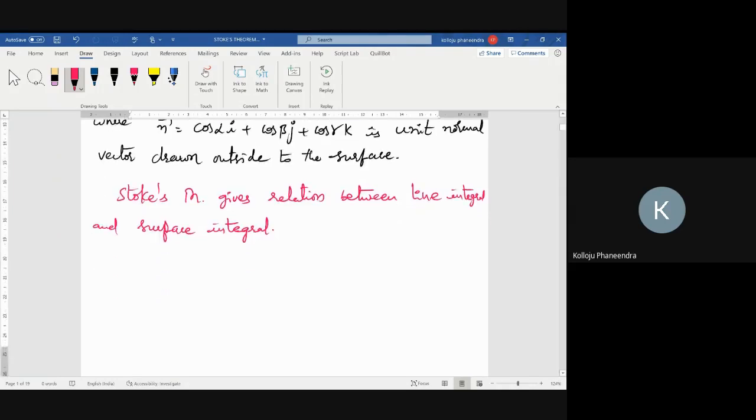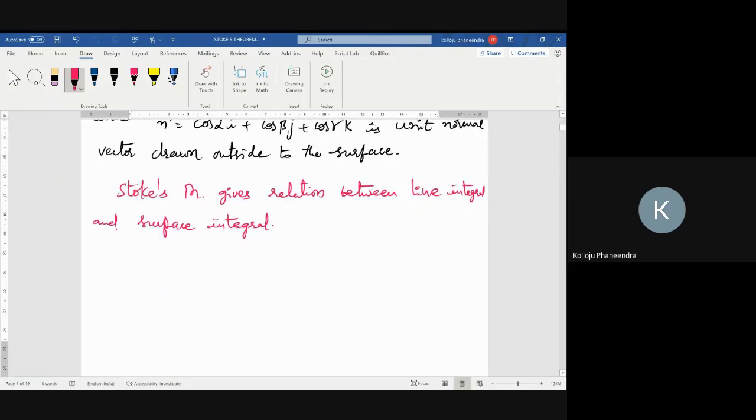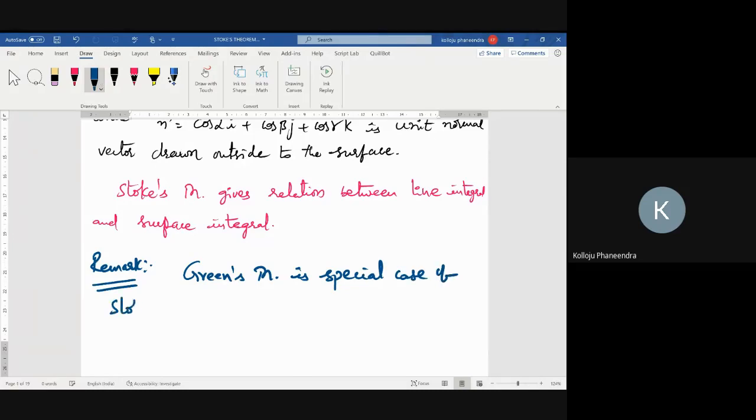Another one is, what is the main remark here? Green's theorem, the starting one, is a special case of Stokes theorem. What is the idea here? The hint is here.